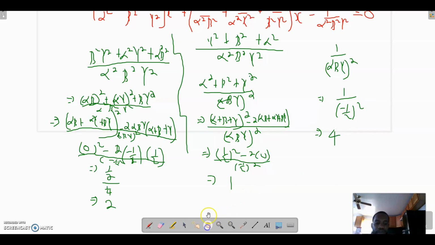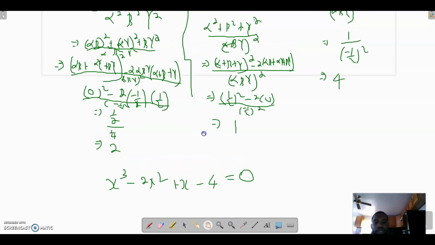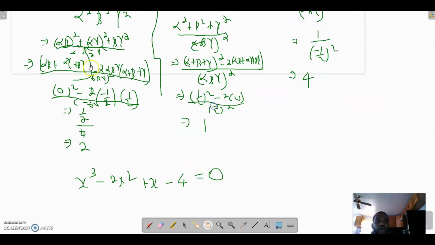So now I have everything I need to put the equation together. I'm going to have x cubed minus the sum of the roots, which turned out to be positive 2, so 2x squared, plus the sum of the product pairwise, which turns out to be 1, so plus x, minus the product of the roots, so minus 4, equal to 0. And that would be my equation that has roots 1 over alpha squared, 1 over beta squared, and 1 over gamma squared.